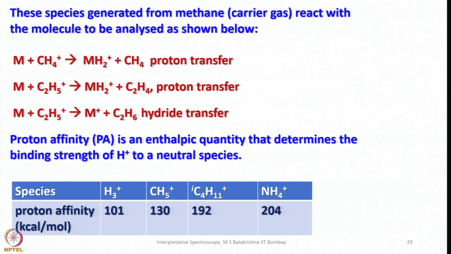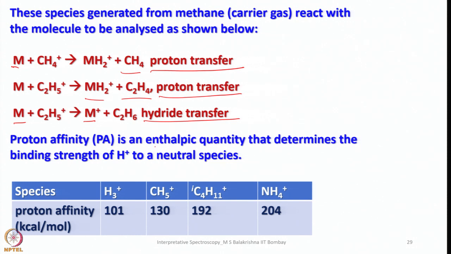The different species generated from the carrier gas, such as methane, react with the molecules to be analyzed as depicted here. For example, M is the unknown sample. CH5 plus reacts to give MH plus and CH4. This is called a proton transfer process. On the other hand, M can also react with C2H5 plus to generate again MH plus, whereas here C2H4 comes out, which is also a typical proton transfer process. M can also react with the same C2H5 cation to generate M cation plus C2H6. So here it is hydride transfer. These are the possible processes that we come across in chemical ionization when we are using a carrier gas such as methane.